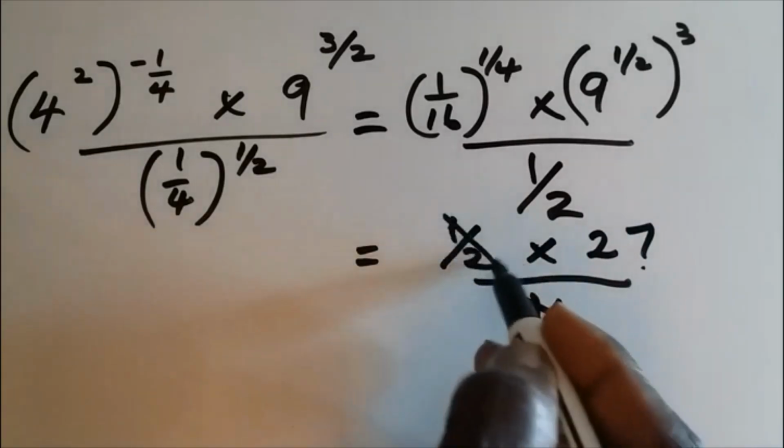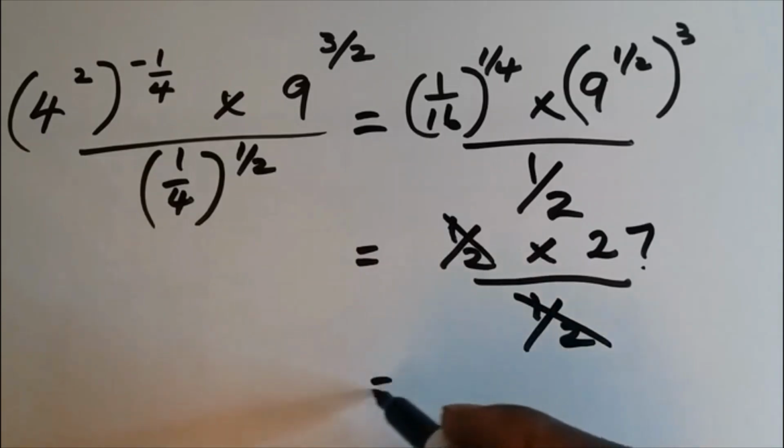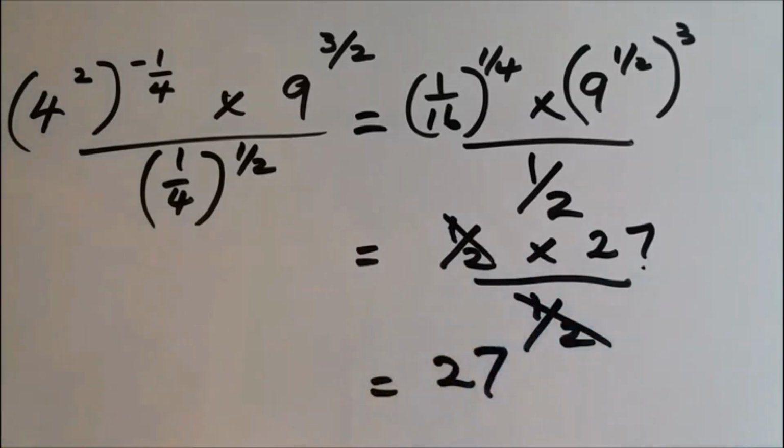This cancels with this to give us 27. Just to recap, we clear the brackets here using the law of indices by multiplying first what's in the brackets to get 16, and then taking the fourth root. We invert 16 so that we can have a positive index of a quarter instead of minus a quarter.